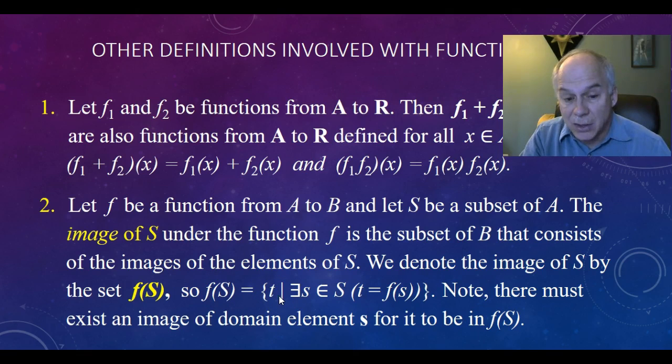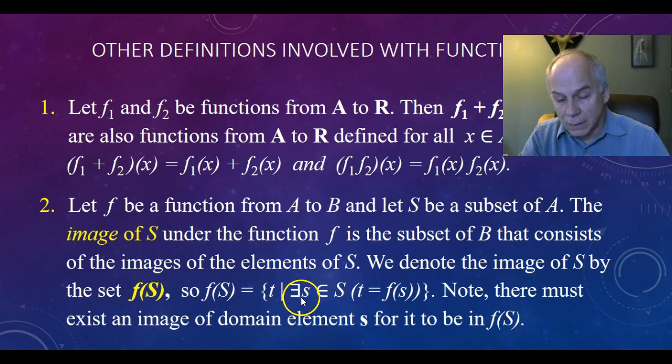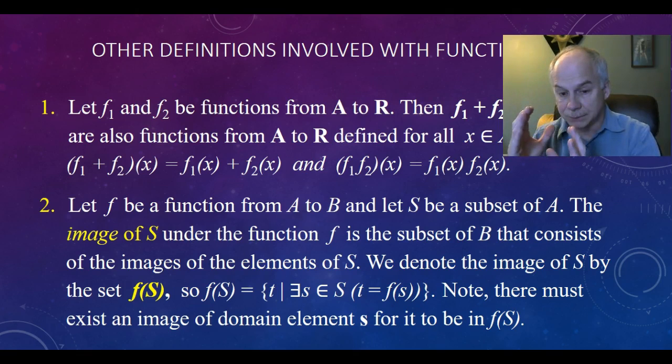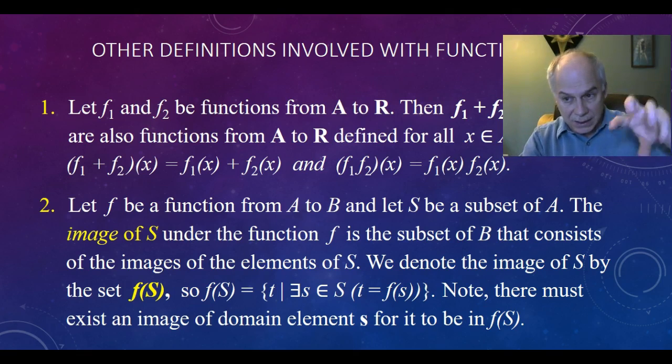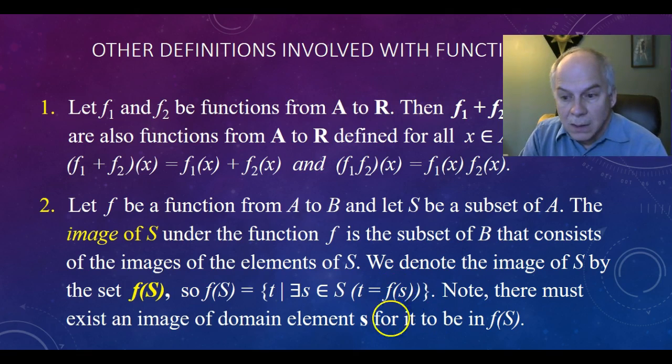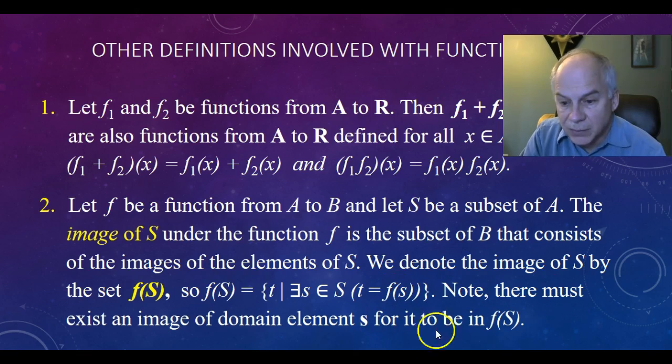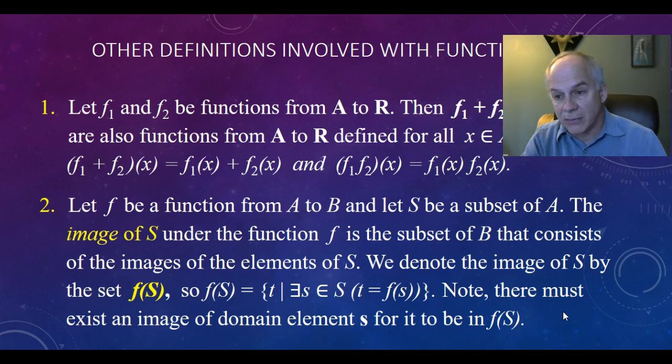Here it is in set notation. f(S) equals the set of all t such that there exists an s, an element of S, where t equals f(s). So for every element s that's in set S, the t is your image value, which is formed by doing f(s). There must exist an image of the domain element s for it to be in f(S). So for every element in f(S), there is some element that it came from in the domain.